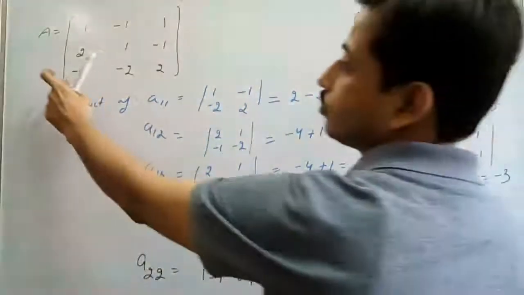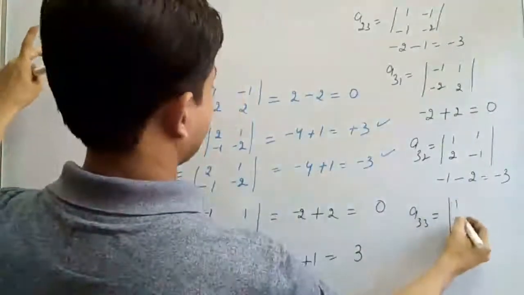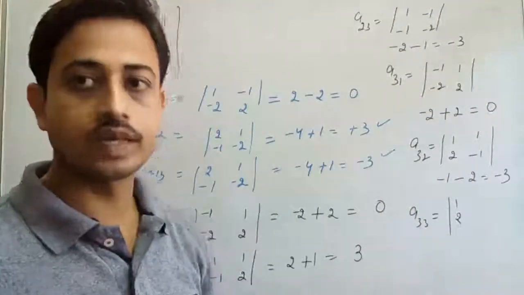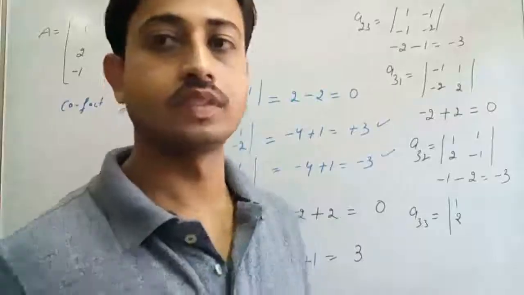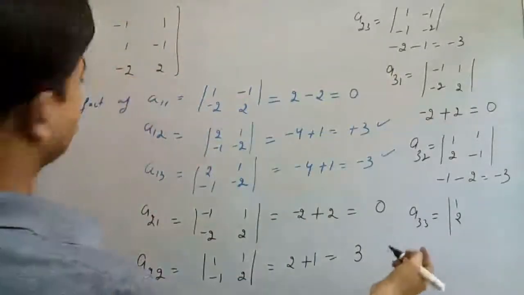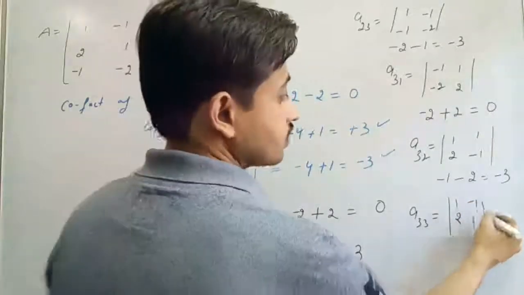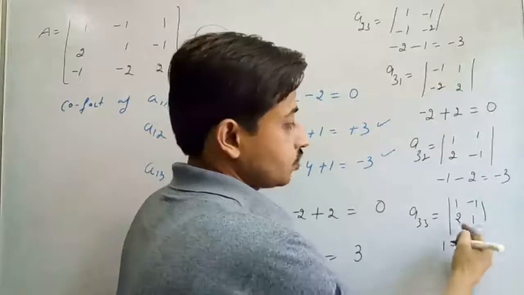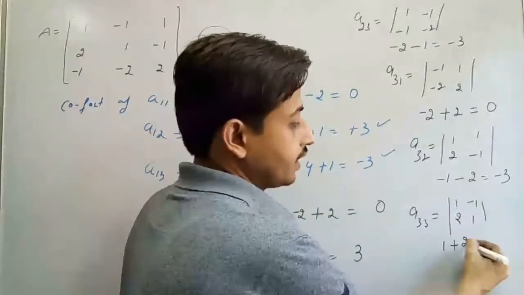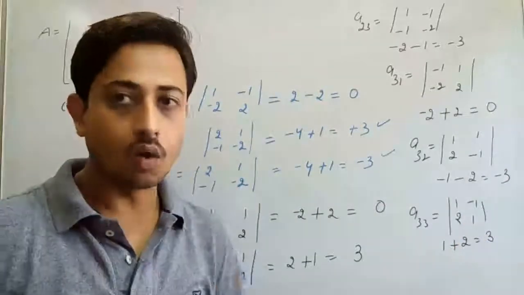Now A33 is remove the third row, third column. Please make a note. So if we solve this, A33 remove third row, third column. We get 1 2 minus 1 and 1. Solve this. 1 into 1, 1 minus 2 into minus 1, minus 2. So we get 3.